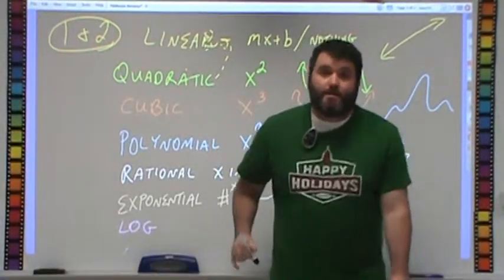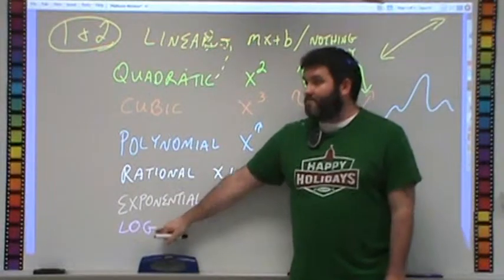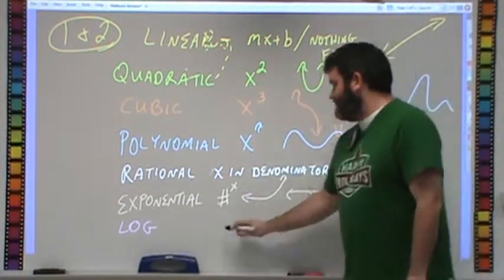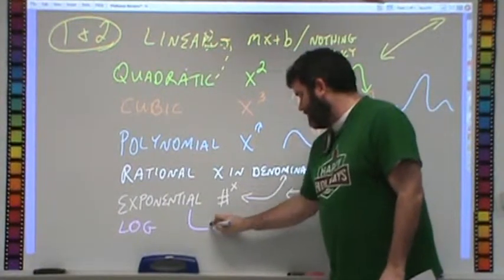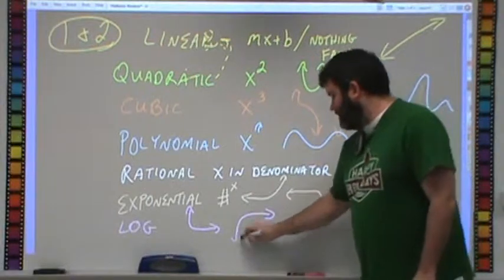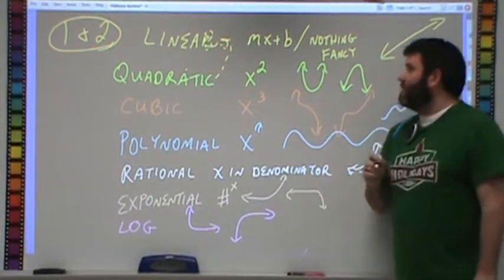Here's the thing. When you're coming to the equation, you see the word log, it's logarithmic. As far as the graph goes, it starts going up or down and then goes flat, or starts going up and then goes flat. So it does the opposite of an exponential.